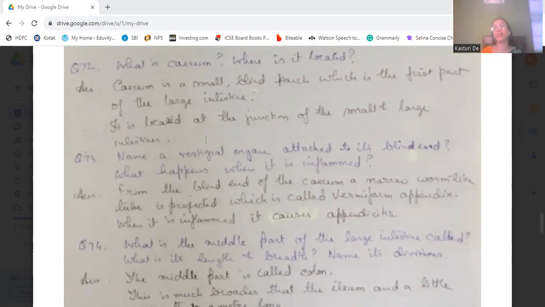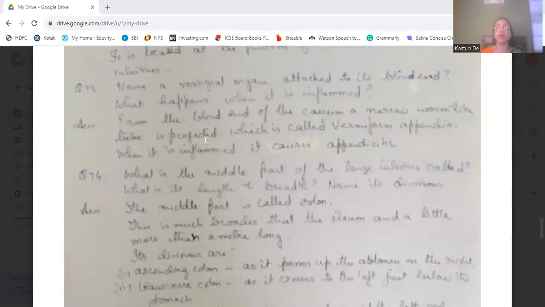And what happens when it is inflamed? The vestigial organ means which is functionless. Okay, that functionless organ for the human body, which is attached to the blind end of the cecum, is a worm-like tube which is projected, that is known as vermiform appendix. Okay, and when it is inflamed, it causes a severe pain, and the term which is used for that inflammation is appendicitis.